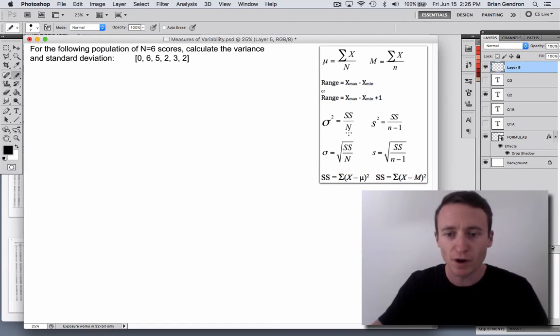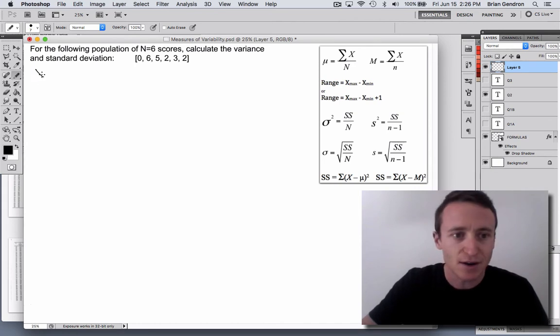But one of the values we need is SS, the sum of squares, and that's this formula right here. So I recommend doing the following steps when you have to calculate variance and standard deviation. The first thing I would do is list out the data points in a column.